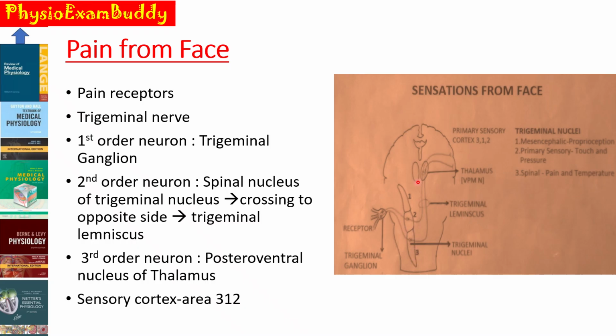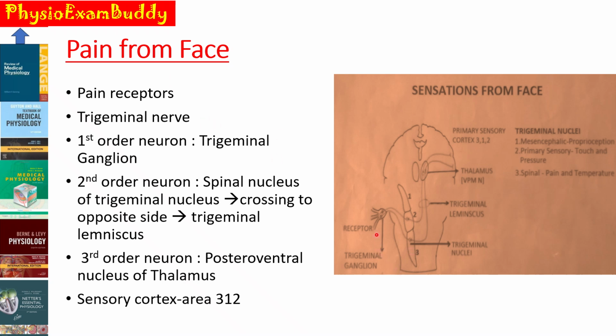This trigeminal nuclei actually has three parts. The first one is the mesencephalic part, which carries proprioception, whereas the second part is the primary sensory trigeminal nucleus, which carries touch as well as pressure sensations, and the third one is the spinal nucleus of the trigeminal nuclei, which is related to pain as well as temperature. So in this video we are dealing with the pain from the face.